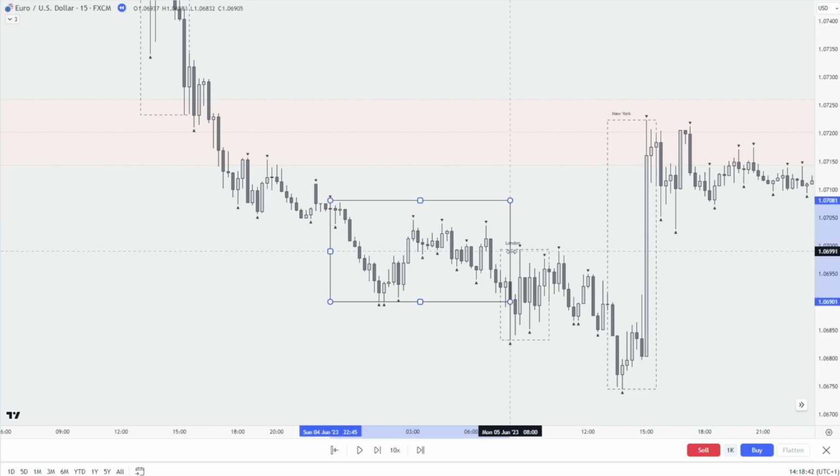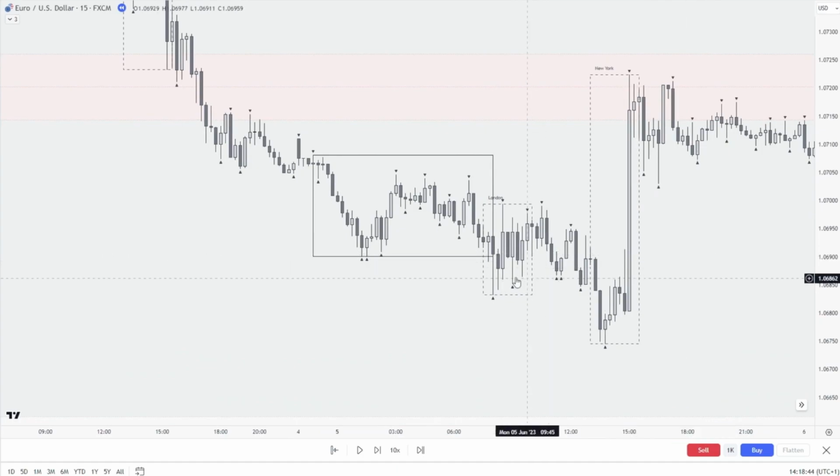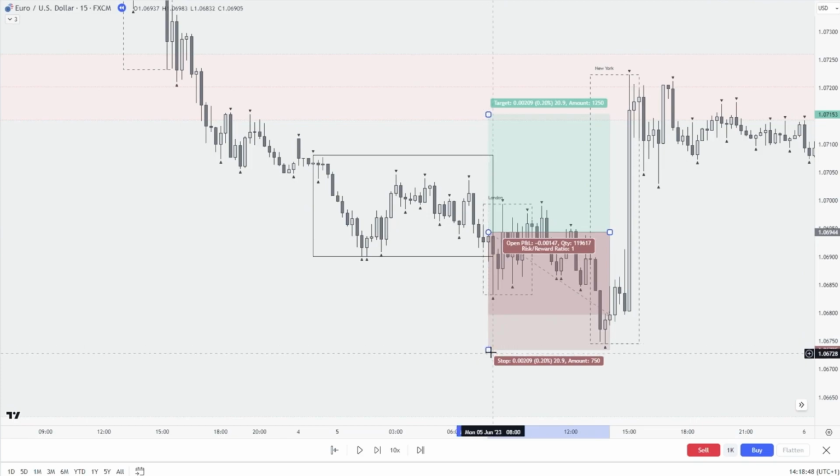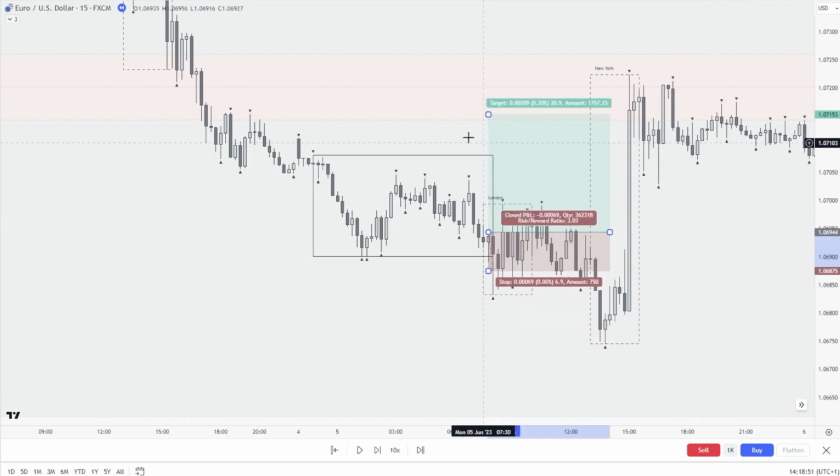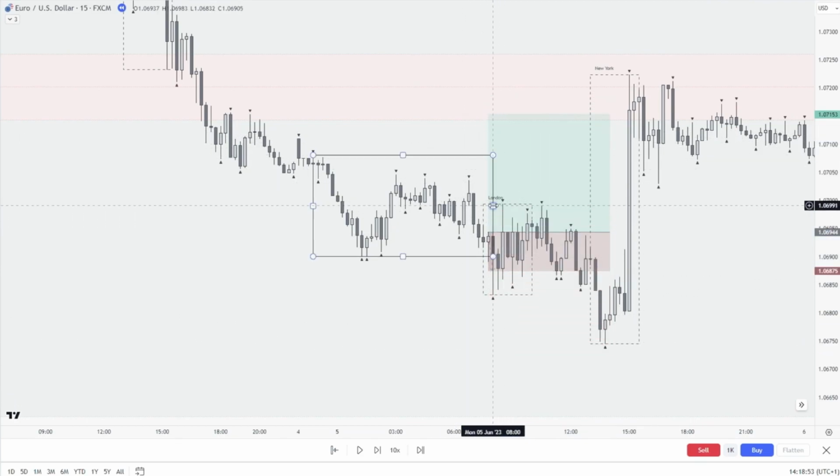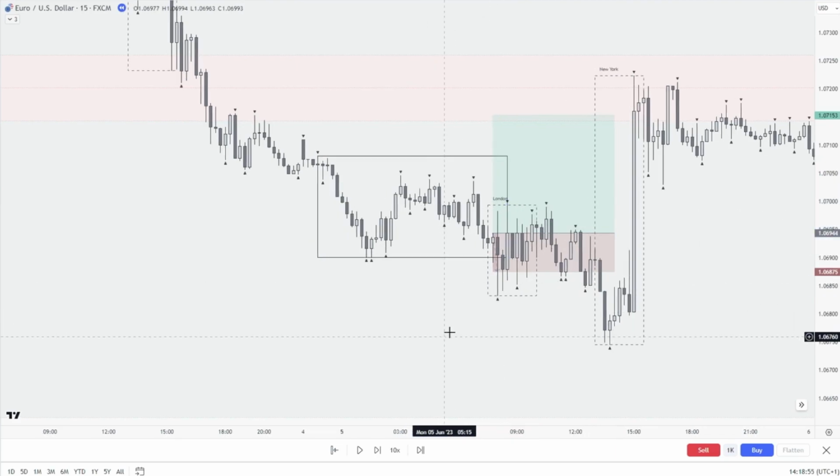This isn't an entries video, but we may as well go through some bits in here. We get a sweep here, valid trade, 3 to 1. Let's have a look. You'd get tagged in, tagged out. You take a -1 there.